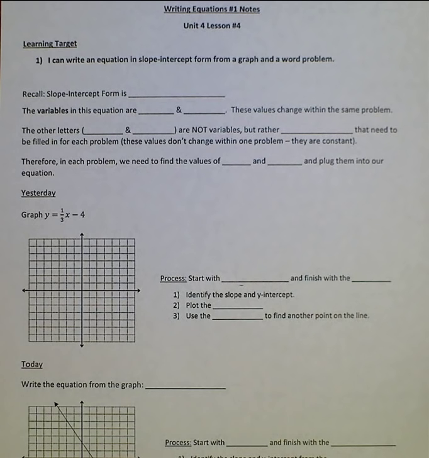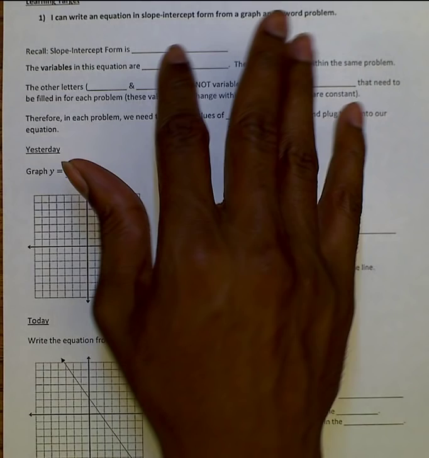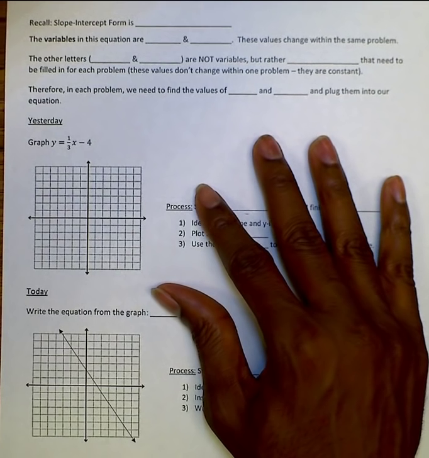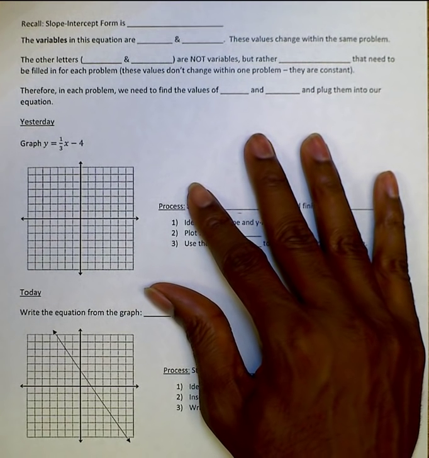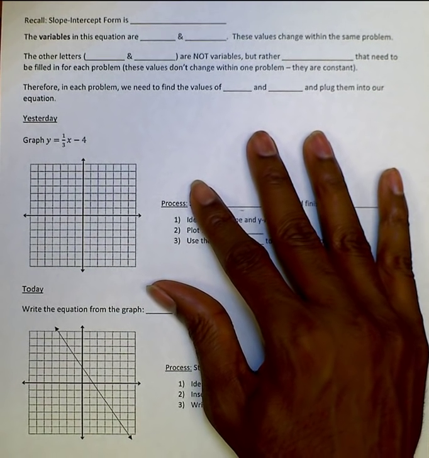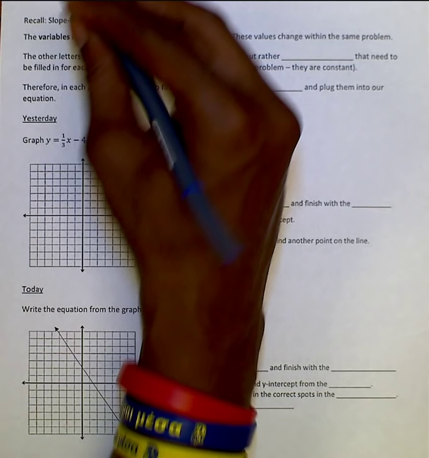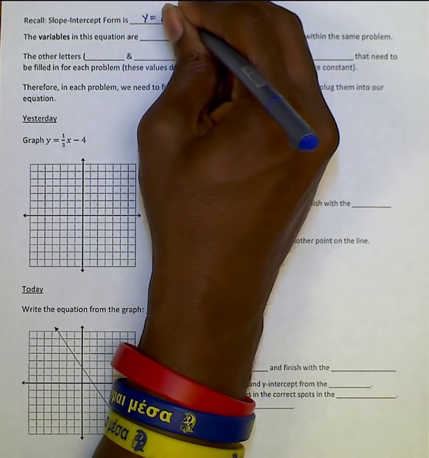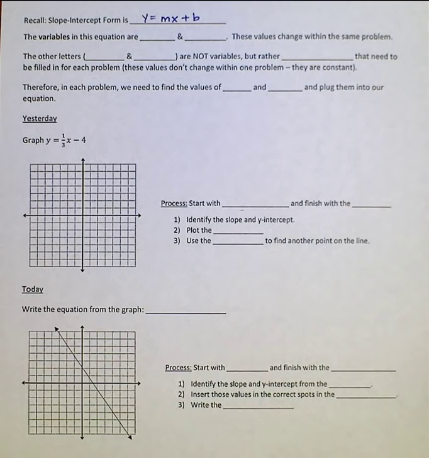Okay, so recall from last lesson that slope-intercept form is y equals mx plus b, where m is our slope and b is our y-intercept. The variables in this equation are x and y.